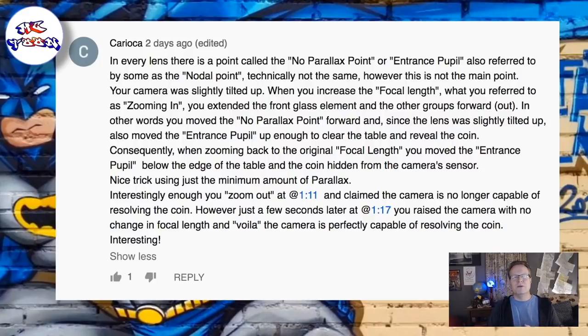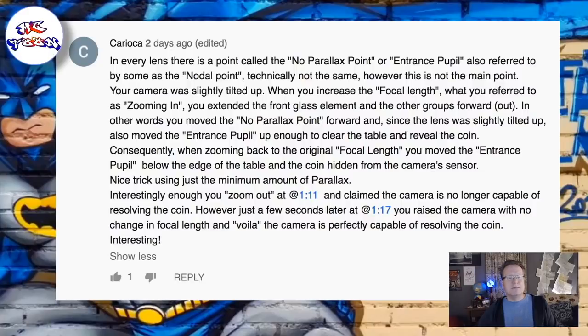When you increase the focal length, what you referred to as zooming in, you extend the front glass element, and that's an important thing there, and the other groups move forward. In other words, you moved the no parallax point forward, and since the lens was slightly tilted up, also moved the entrance pupil up enough to clear the table and reveal the coin. It goes on. There's plenty of good stuff.